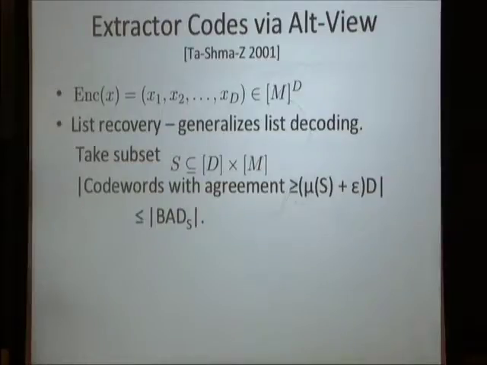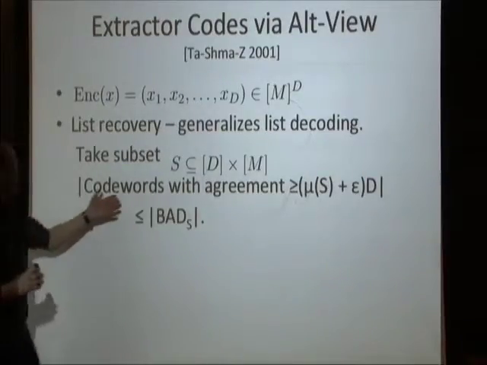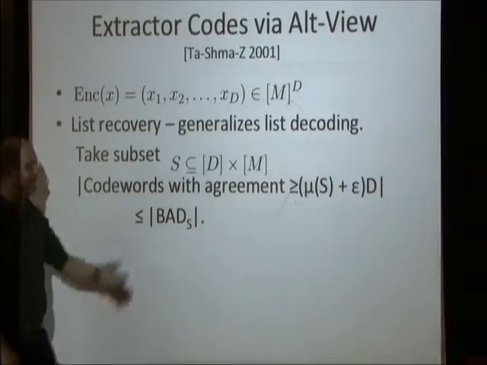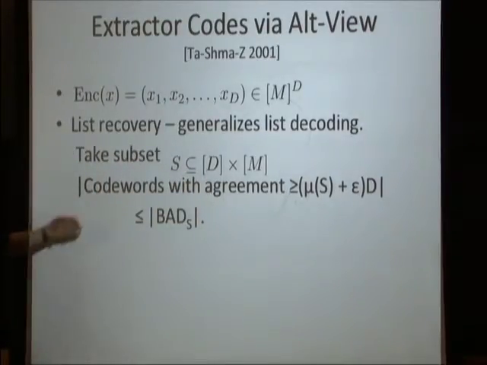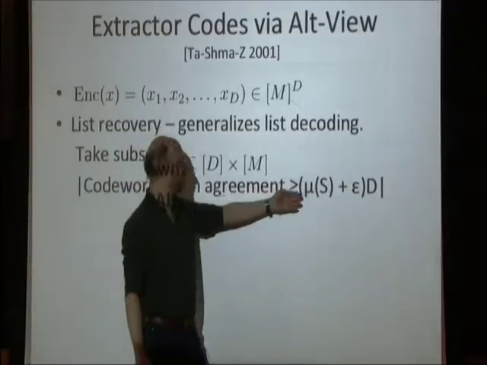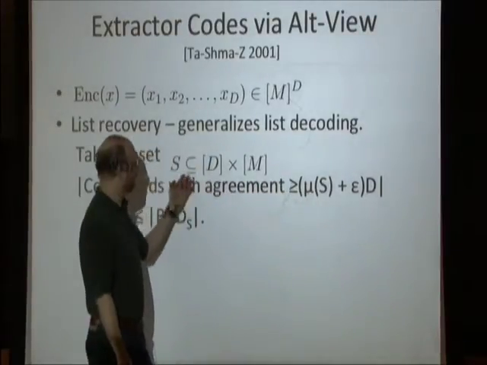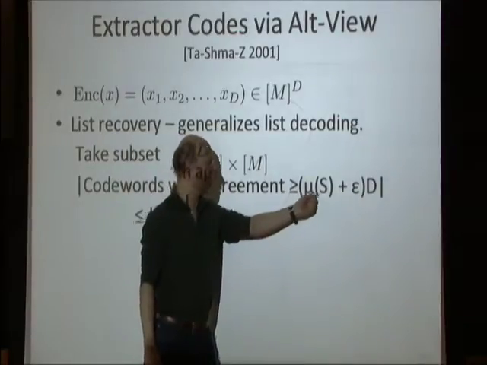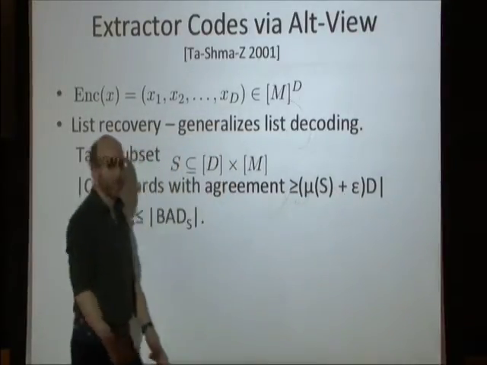Although even some of those guesses about the subset may be wrong. Right. So you're just trying to maximize the number that are right. Right. So we're just interested in whether we can get a guess that's a little bit better than random. Yeah. So we look at the code words that agree with this subset in just a little bit more than what they should. So this is the density of S plus epsilon times D.